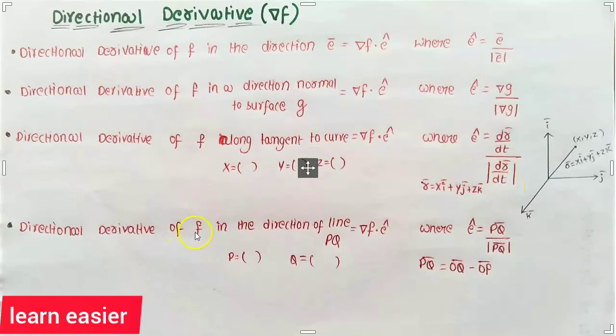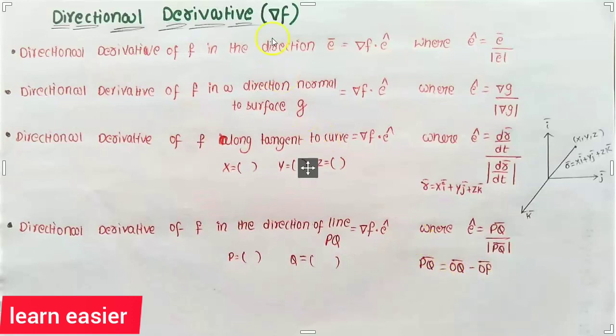Next, we have the directional derivative of f in the direction of line PQ. Then we take del f dot e cap. Here PQ are points, this P and Q. Then we have to take del f dot e cap for the directional derivative of f in the direction of line PQ, where e cap is PQ bar by modulus of PQ bar. Here PQ bar is OQ bar minus OP bar. So we have the position vectors OQ and OP. If we subtract the position vectors, OQ bar minus OP bar, we get the line vector, that is PQ bar.